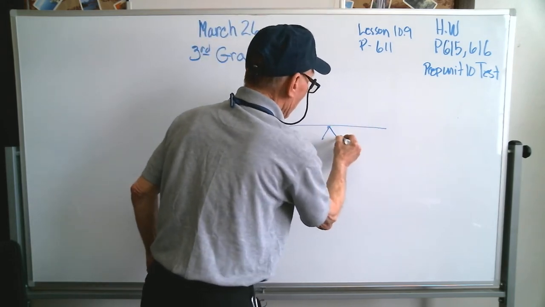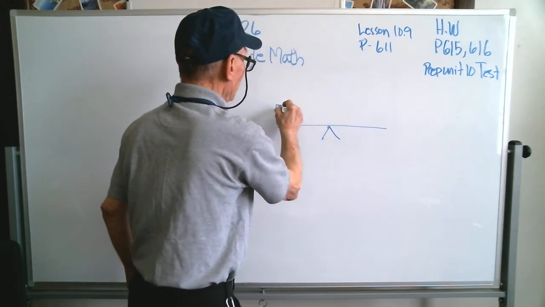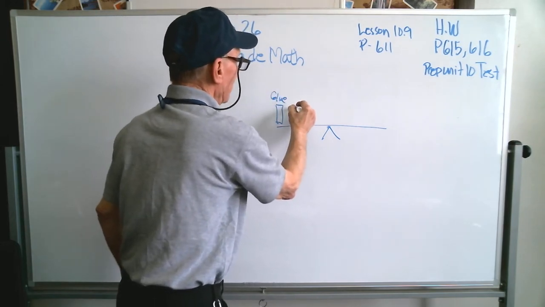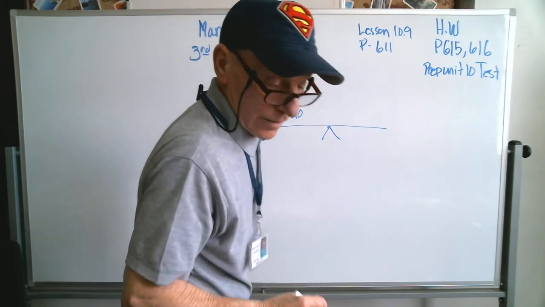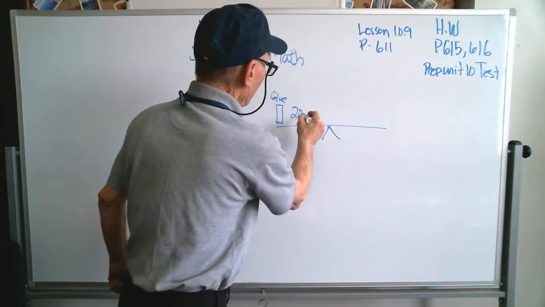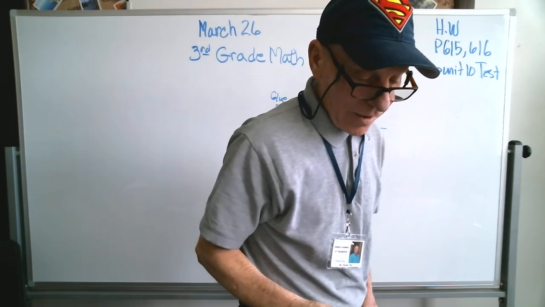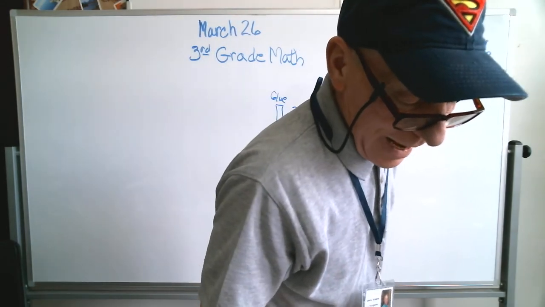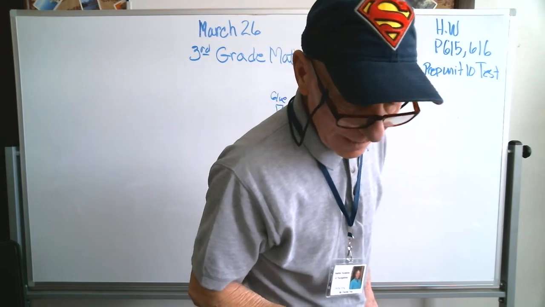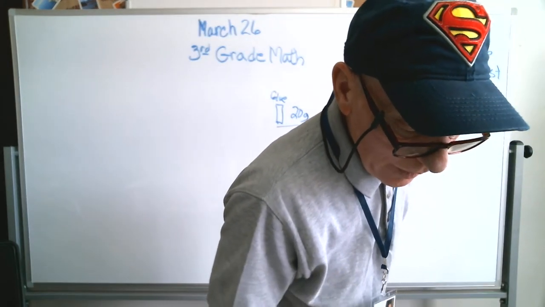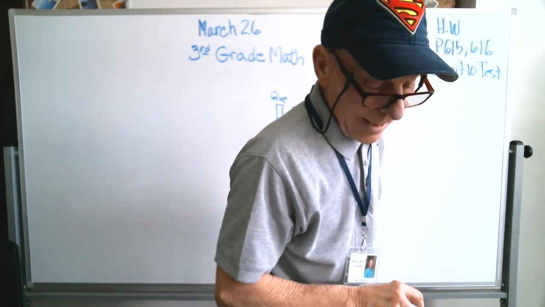All right, here's our balance. And over here he's got a glue stick and a 20 gram mass. Don't forget your labeling. 20 gram mass on one side of the balance, and gram mass is on the other side. The pan balance is balanced. What is the mass of the glue stick?